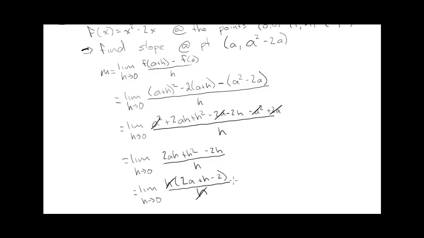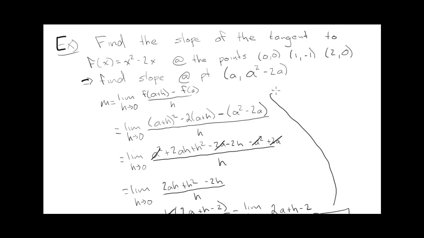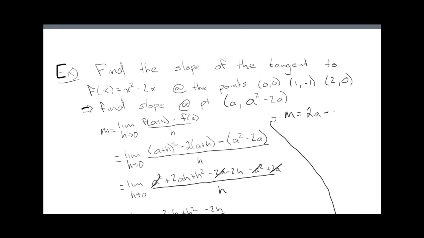Those go away. So you end up with limit as h goes to 0 of 2a plus h minus 2. If I let h go to 0, I'll have 2a plus 0 minus 2. So I'd end up with just 2a minus 2. That's the slope. So let's write this up here. So m equals, was it 2a minus 2. So that's the slope at this point.